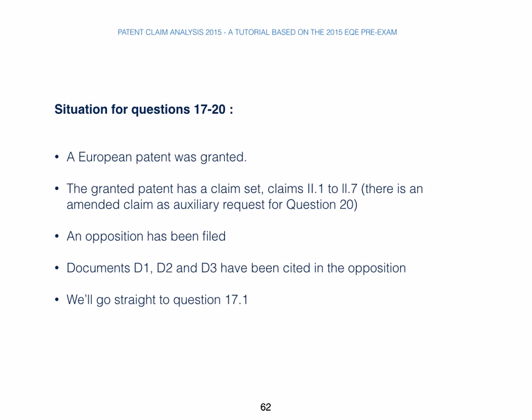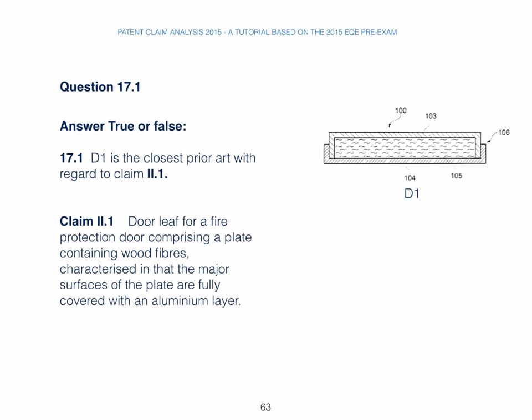Documents D1, D2 and D3 have been filed in the opposition, and these are the same documents that we saw previously. For the opposed claim set, see the client's question. I'll show the respective claims with the various questions. Next, 17.1. Answer true or false.